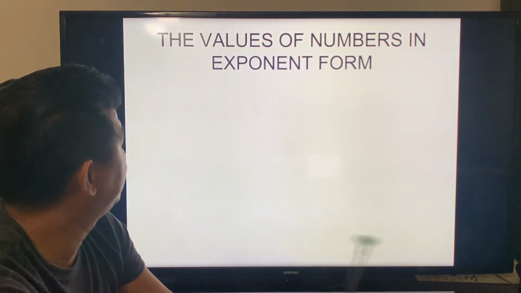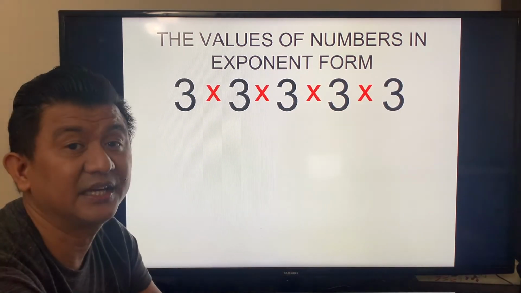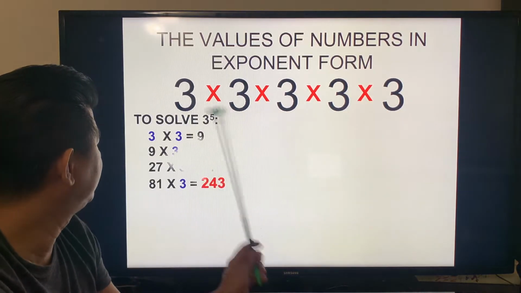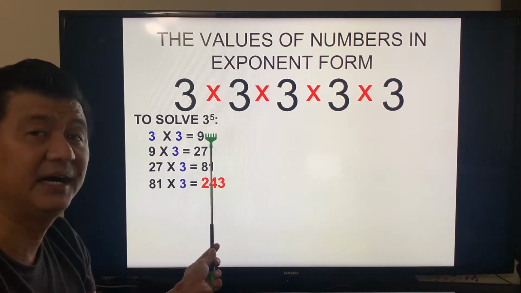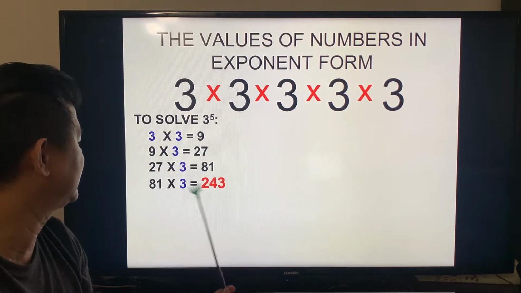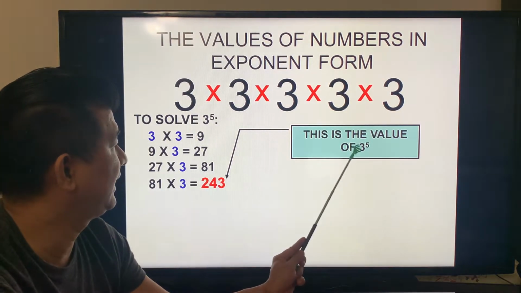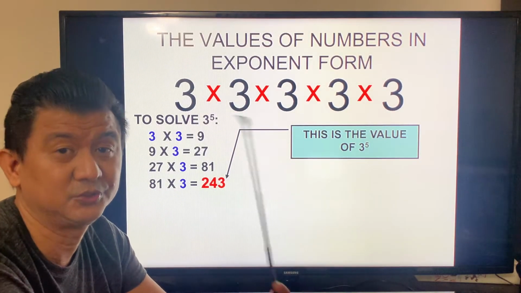The values of numbers in exponent form. So this is called the product expression. Okay, a repeated factors. So to solve this, okay, what did we do? We did 3 times 3, 9. And then times 3 again, 27. Times 3 again, 81. Times 3 again, 243. Okay, that's fine. This is the value of 3 to the 5th power. You could do that with your calculator or you could do it mentally.